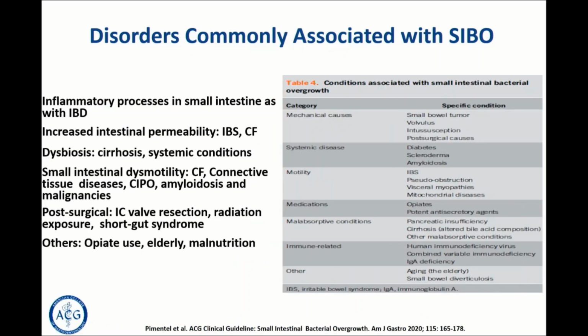So what are the disorders that are commonly associated with SIBO? We know that inflammatory processes can lead to small intestinal bacterial overgrowth, such as IBD; increased intestinal permeability, like patients with IBS and cystic fibrosis; dysbiosis in patients with systemic conditions or even cirrhosis; small intestinal dysmotility, connective tissue disease, amyloidosis and malignancies; post-surgical interventions like ileocecal valve resection, radiation exposure, or even short gut syndrome, or blind loop syndromes; and other effects like opiate use, the elderly, and malnutrition.